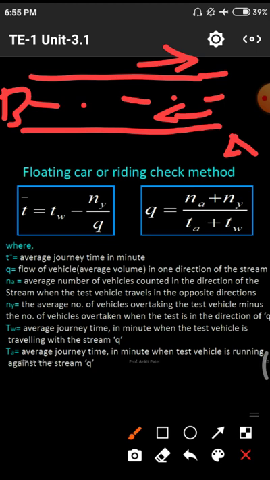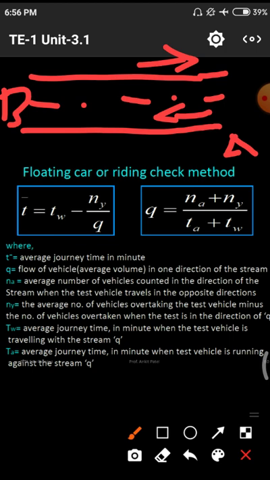Next one, TA is the average journey time in a particular minute running against a stream Q. That means against the direction, with the direction we are having NA and NY and TA and TW also. TA means against the vehicles. Also NA is against the vehicles, the number of vehicles moving against the direction of the flow. That is called the number of vehicles against, NA.